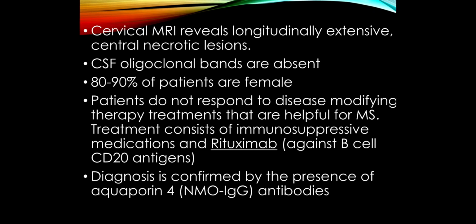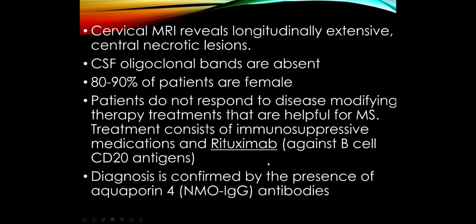When we do an MRI of the cervical spine, we see very long lesions, which we call longitudinally extensive lesions, that extend across many levels. That's a distinguishing feature. Another is that if you do a lumbar puncture, they don't have oligoclonal bands like you see in multiple sclerosis. This has an even higher percentage of female patients, so you wouldn't see neuromyelitis optica very often in men. And all of the medications I just went through for multiple sclerosis are really not effective for neuromyelitis optica.